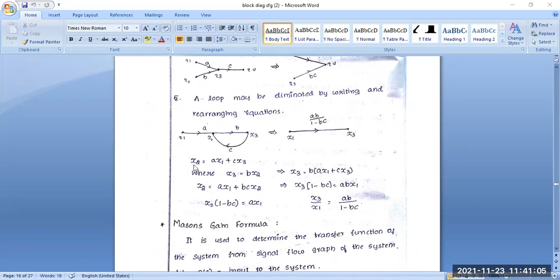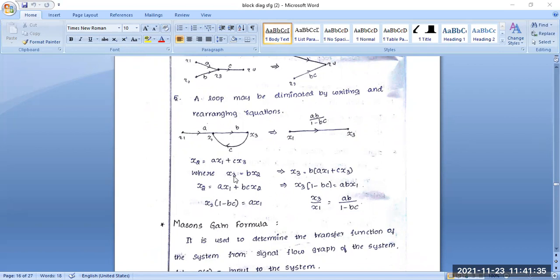So the equation is coming: x2 equals ax1 plus the value of x3, that is bx2, and c is present, that means bcx2 here. So in this equation, we have a common part, this one and this one, you can easily take x2 common. So x2, when it is coming, 1 minus bc, that is equal to ax1. Okay, this is the first equation.